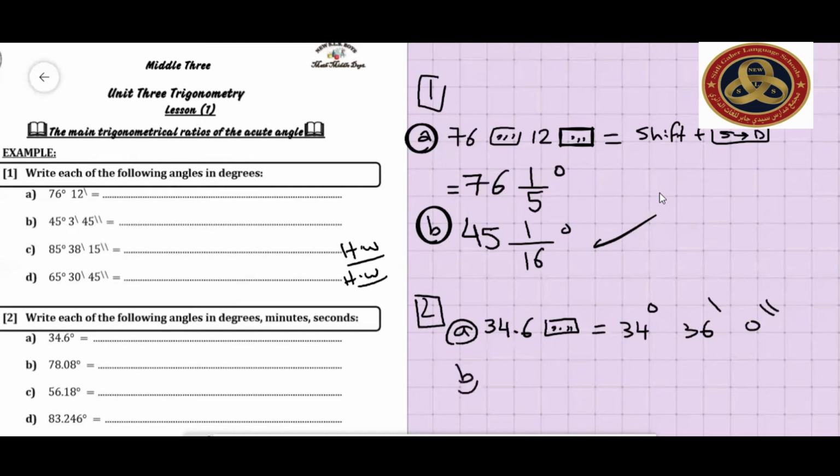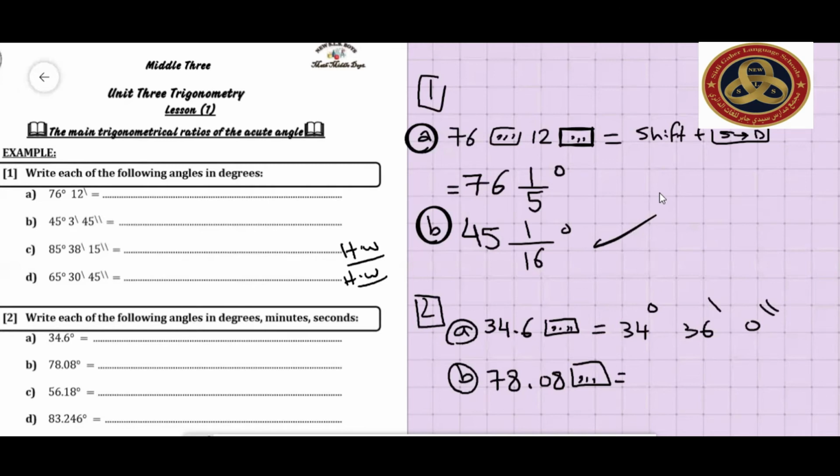The second one, number B, by the same way. You can write 78.08, then press comma on the calculator and press equal. Who can try again? 78.08, then press comma and press equal.